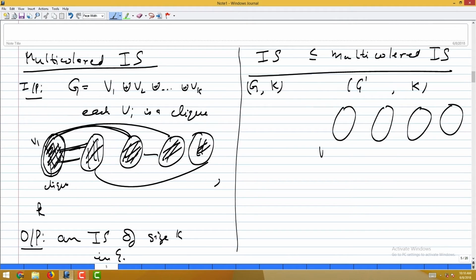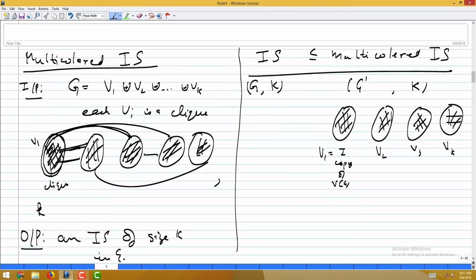So what is V1 here? V1 is, let's say, the first copy of V(G). Similarly V2, V3 and Vk. So you created k copies of every vertex in G, and V1 is the set of first copies of those vertices, V2 is the second, and so on. And of course you make all these things a clique because that's how you want your graph to look.